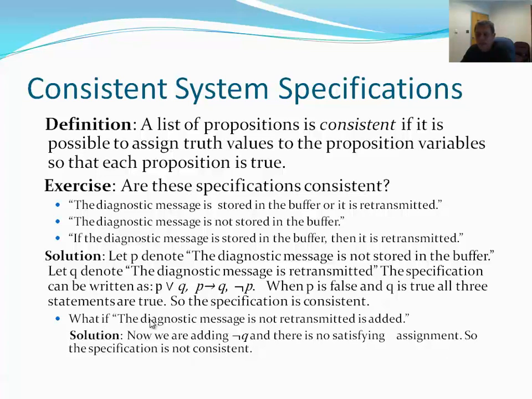That means if I put not Q there, then the output is not going to be true when P is false and Q is true. So if this one comes true, one of these is not going to be true. So there is no consistency.